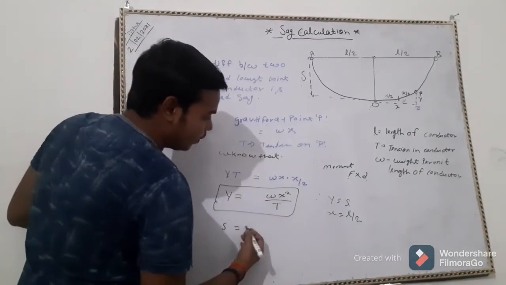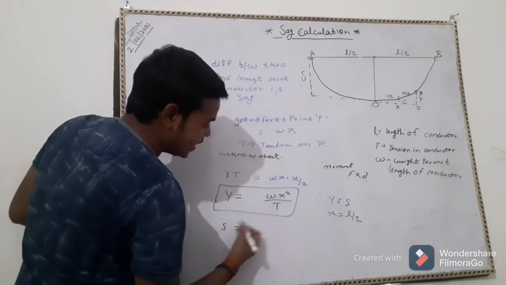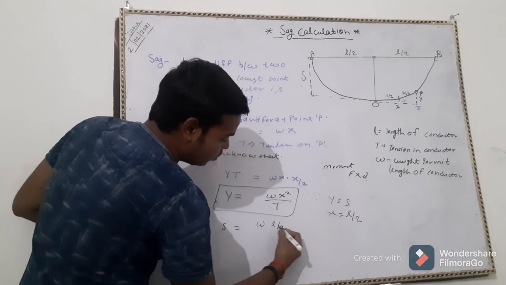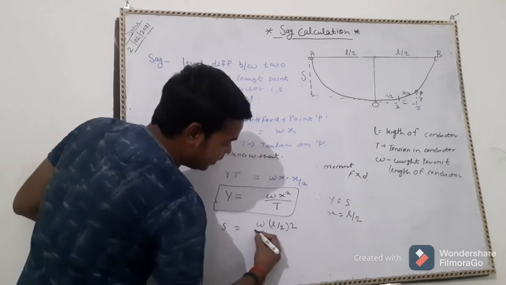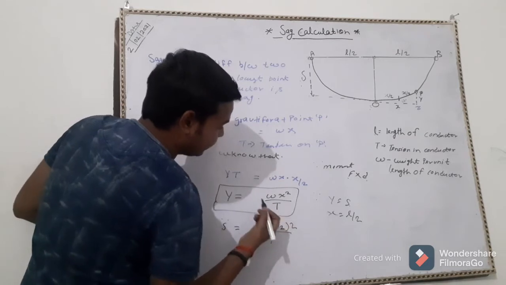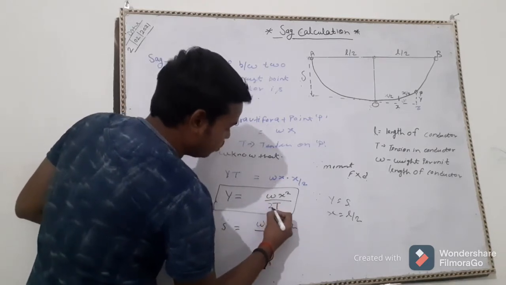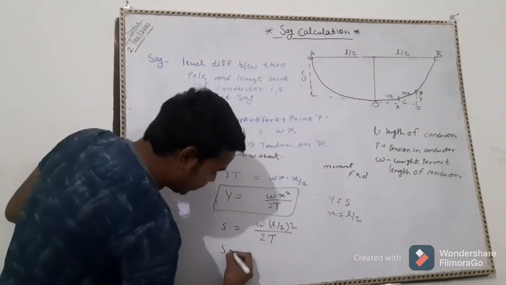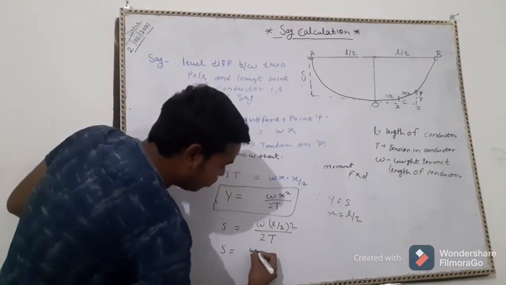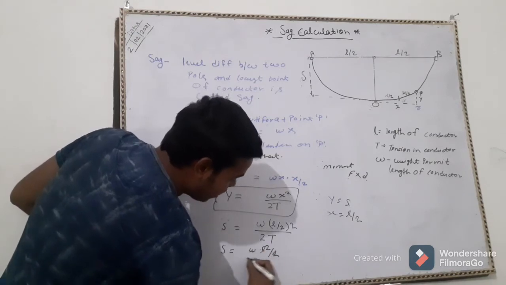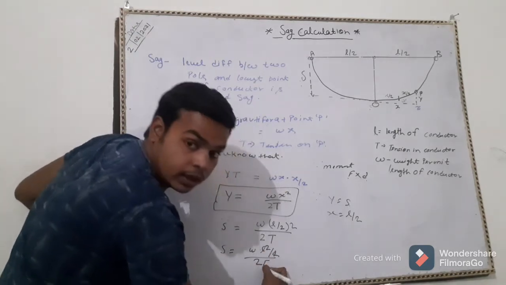Now we will put the value of x and y. Y is equal to S and S is equal to W into L upon 2 whole square upon 2T. So what will be the further equation? W L square upon 4 upon 2T.